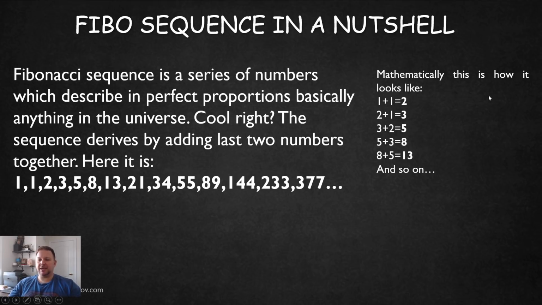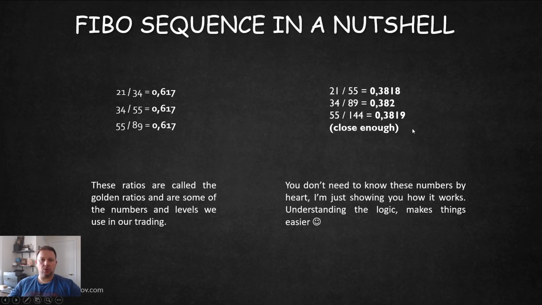Mathematically, that is how it looks like. As you can see, 1 plus 1, 2, 2 plus 1, the number before, 3, 3 plus 2, 5, 5 plus 3, 8, and so on. The ratios are called the golden ratios and are some of the numbers and levels we use in our trading. Fibonacci retracement in the technical world of trading.